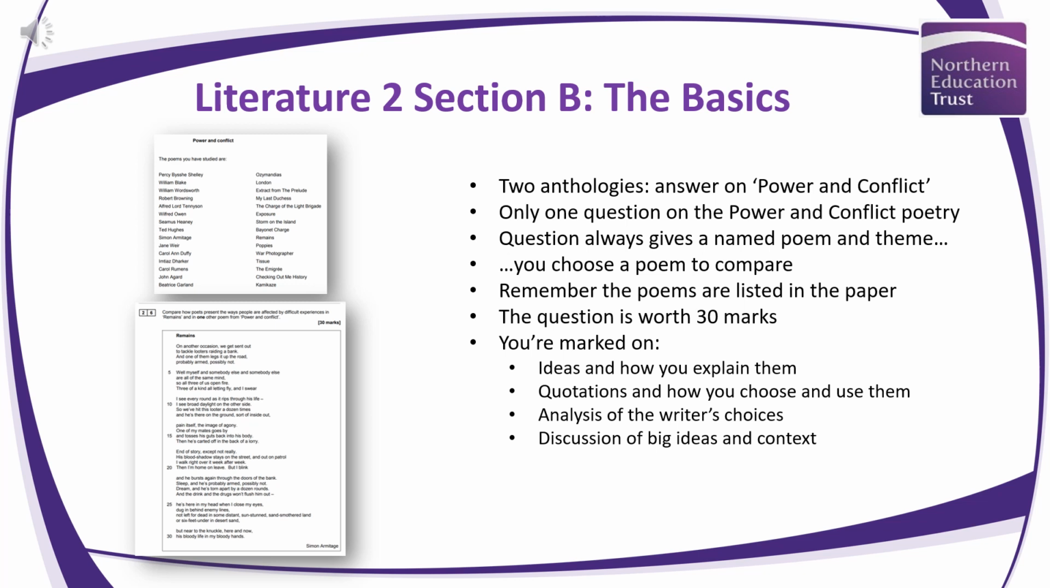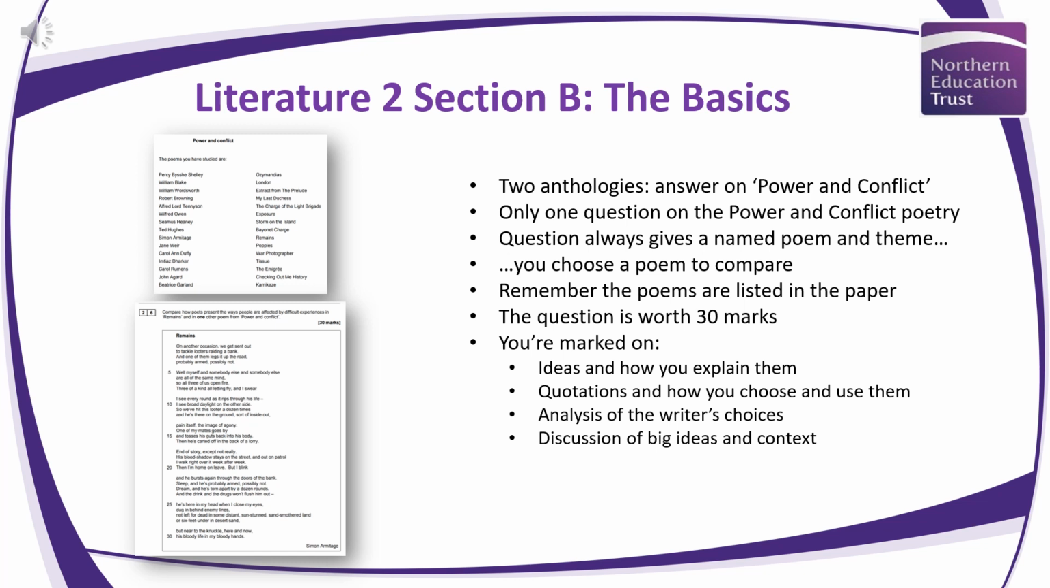You're only given 1 question on the power and conflict poetry, so you don't have any choice over which question you answer. Now, the question's always going to give you a named poem and a key theme, and the idea is that you then choose one of the remaining 14 poems from the anthology to compare to the named poem. And notice there's always a reference to comparison built into the question. A bit like providing an extract, the named poem is always provided on the same page as the question.